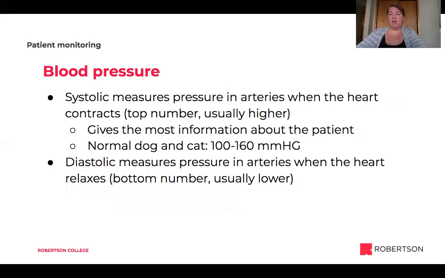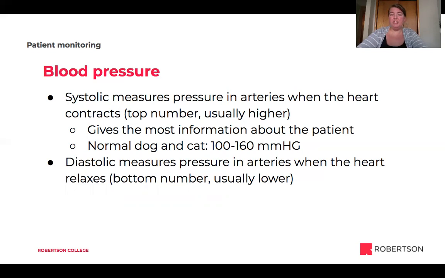So blood pressure. You've probably had your blood pressure measured at some point. I think 120 over 80 is the normal for humans. For pets, it's a little bit different. So for normal cats and dogs, the measurement of the systolic blood pressure is 100 to 160 millimeters of mercury. So mmHg stands for millimeters of mercury. The systolic blood pressure, when you're talking numbers, so 120 over 80, the systolic measure is the top number.